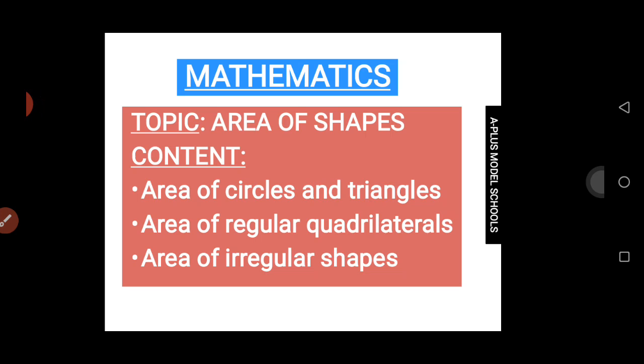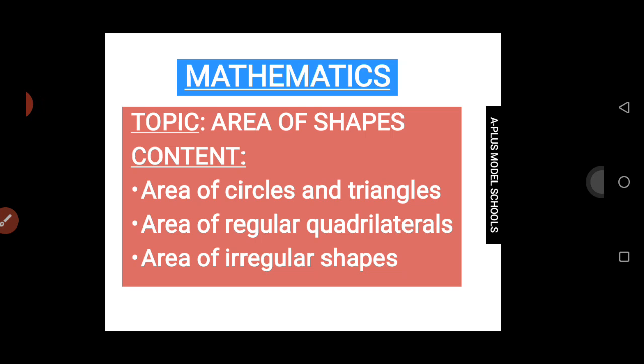Before we proceed to today's class, let us look at what we discussed in our last class. We discussed the perimeter of a plane shape, whereby we talked about the formulas. The perimeter of a circle is 2 pi r or pi d. The formula for finding the perimeter of a square is 4L. The formula for finding the perimeter of a rectangle is 2 open bracket length plus breadth.